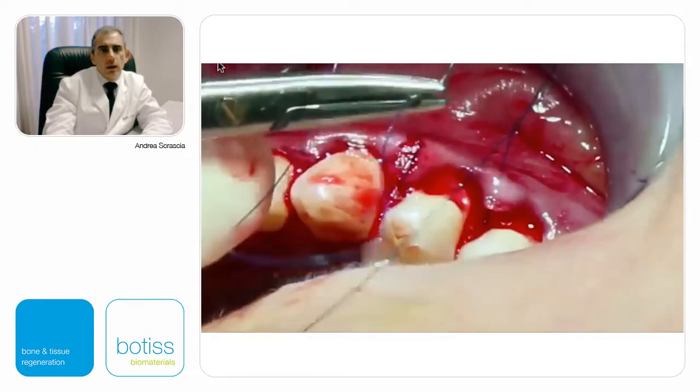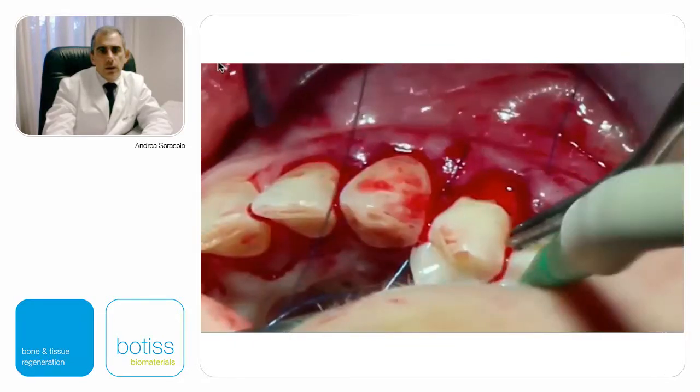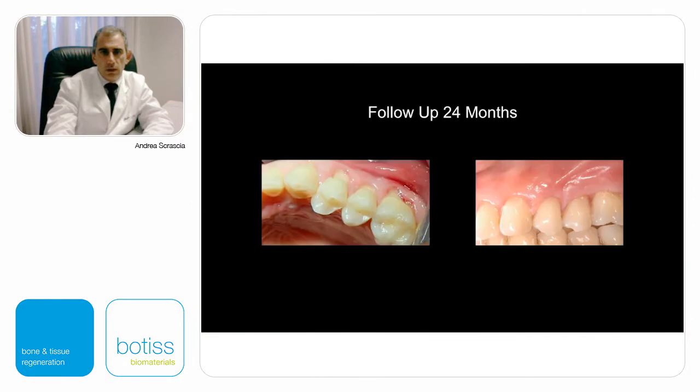So, next one. This is the result, follow-up after 24 months. And restorative dentistry. This is the final result.